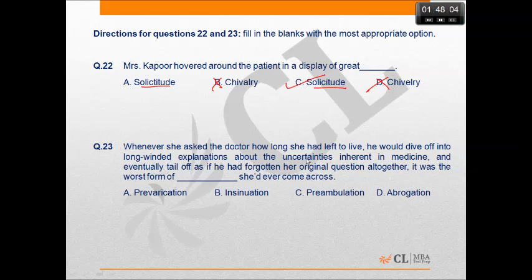Whenever she asked the doctor how long she had to live, he would dive off into a long-winded explanation about the uncertainties inherent in medicine and eventually tail off as if he had forgotten her original question altogether. It was the worst form of dash prevarication, yes, delaying tactics. Insinuation is not, perambulation is moving around, abrogation, no. So prevarication.